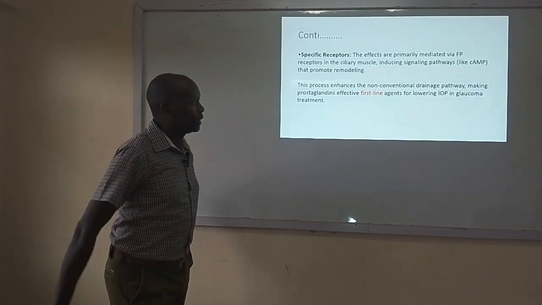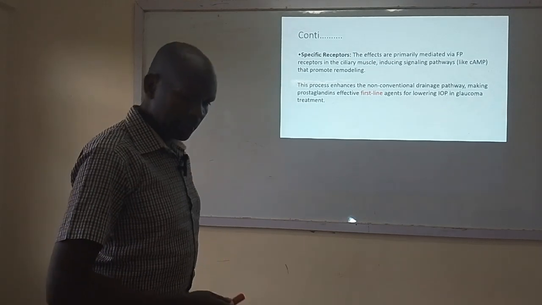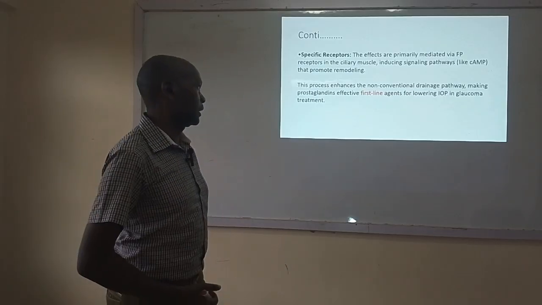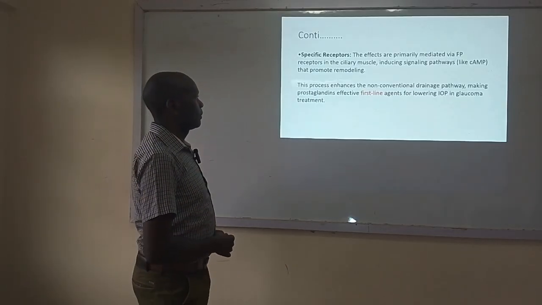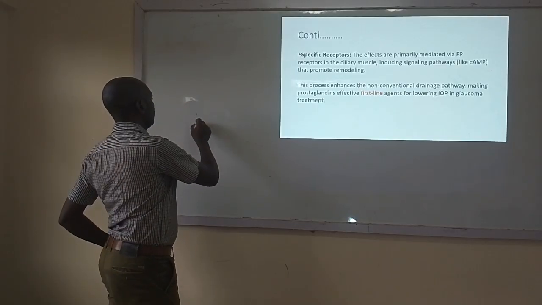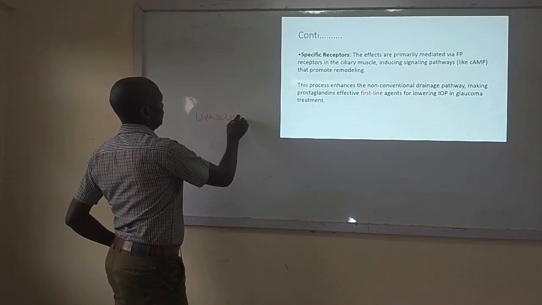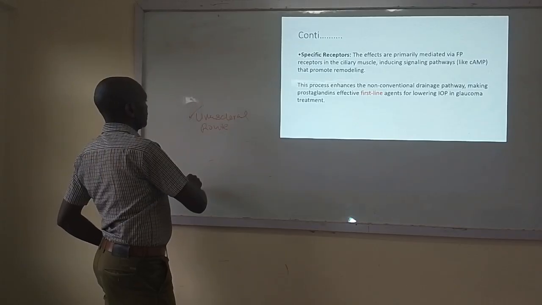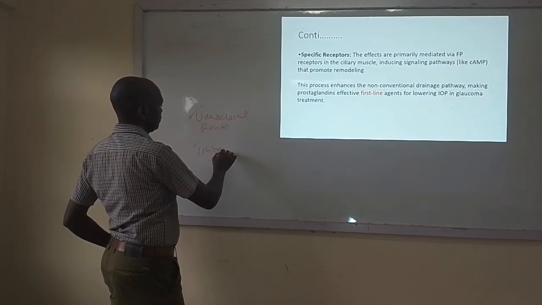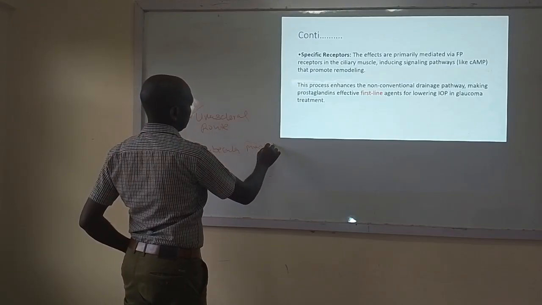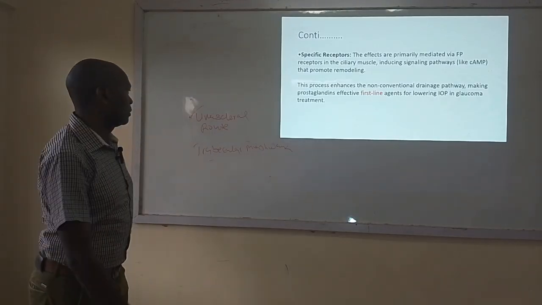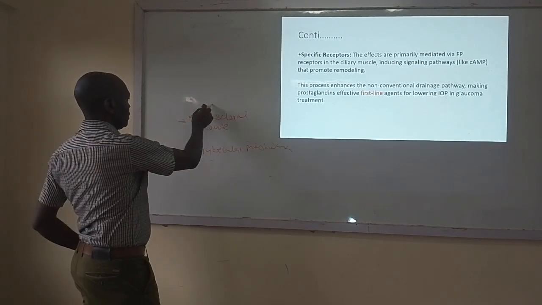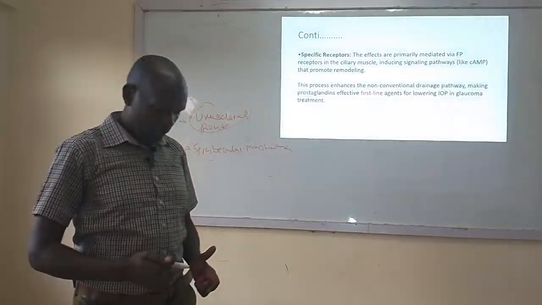There are two routes that we use, what we refer to as the trabecular meshwork outflow and the uveoscleral outflow. So our prostaglandins work on the uveoscleral route. This one here, not the trabecular meshwork. So mark the difference. This is the main one, this is the minor. Our prostaglandins work on this route, not this one. Very important to note.